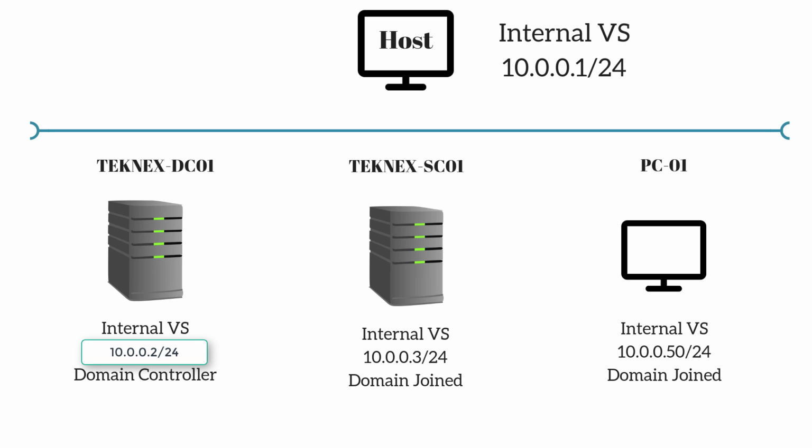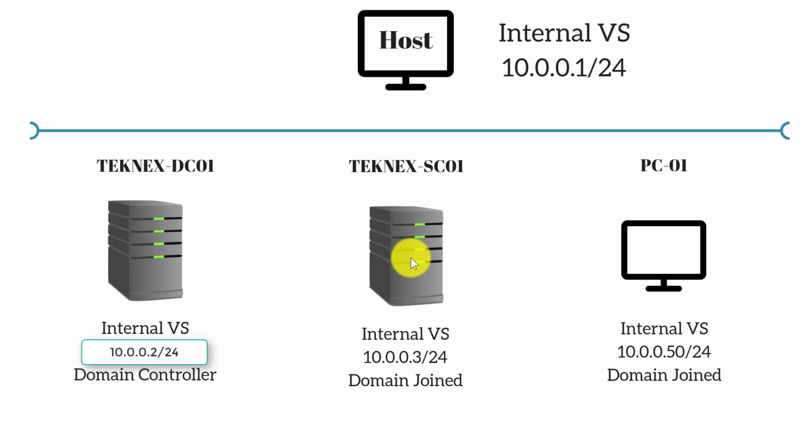Okay, so let's have a quick overview of what we have talked about. We have the host machine here. It is going to have 10.0.0.1/24 on the internal virtual switch, and this host machine will have three virtual machines: DC01, SCO1, and PC-01. TEKNEX-DC01 will have the internal virtual switch as well, and the IP address is going to be 10.0.0.3/24, and it is going to be a domain controller.